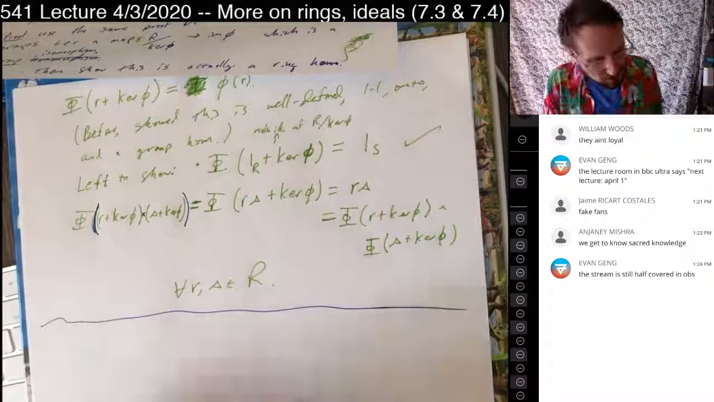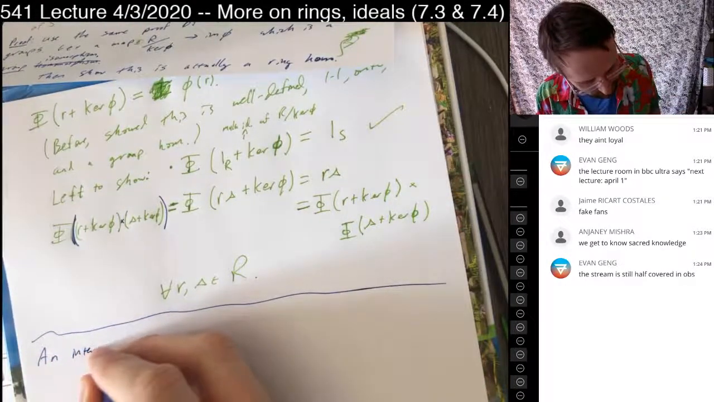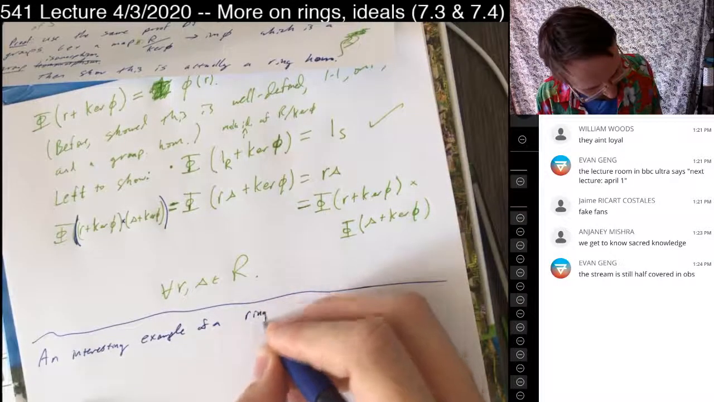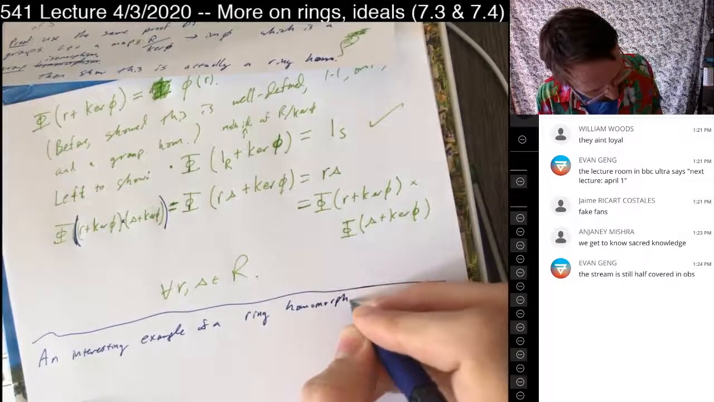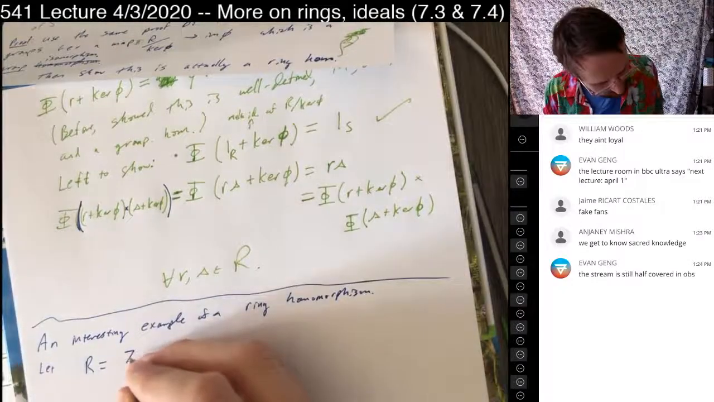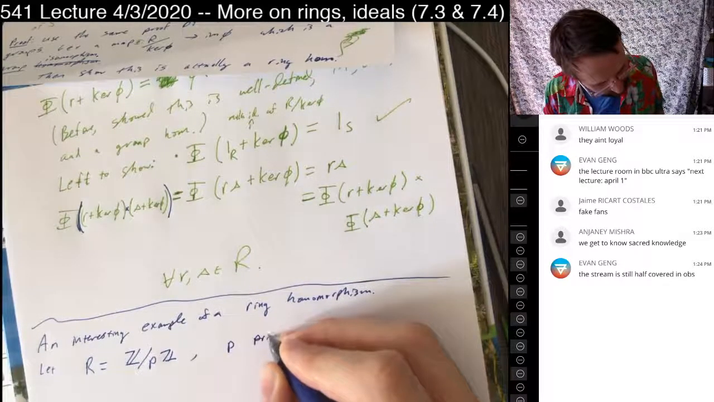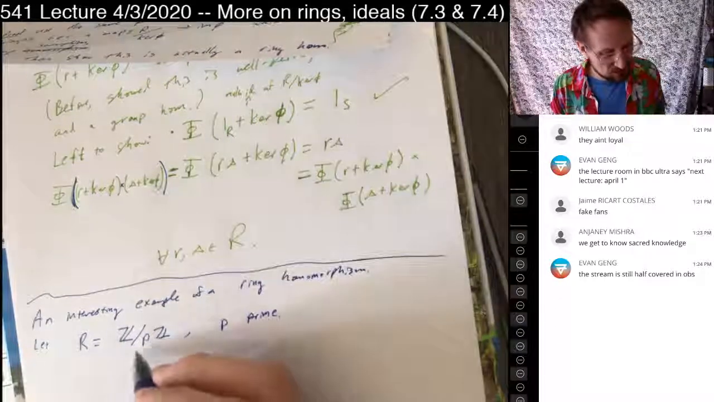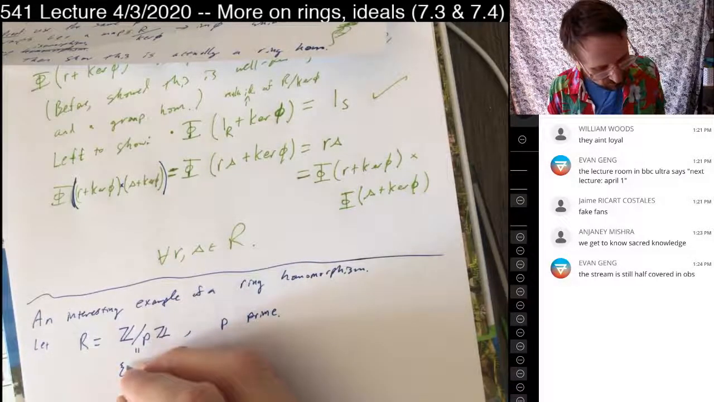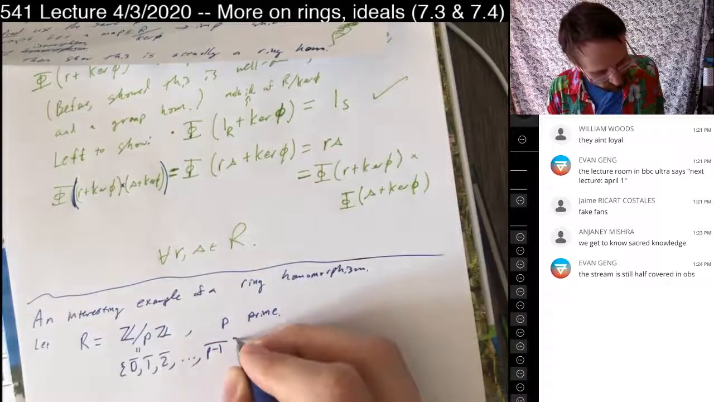Let's see. But actually, first, I wanted to show an interesting example of a ring homomorphism. So let R be Z mod PZ, where P is prime. Of course, now we can actually understand this. So this is the set, right, the set 0 bar, 1 bar, 2 bar, up to p-1 bar, right?